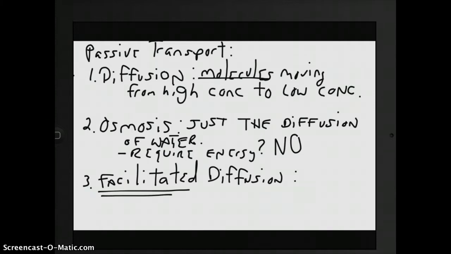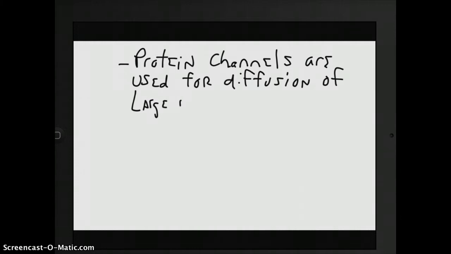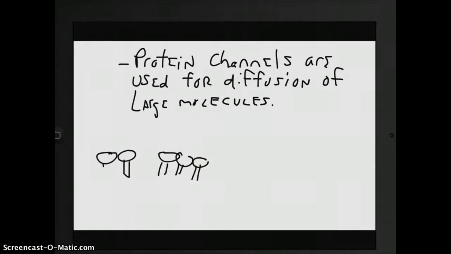So facilitated diffusion is when protein channels are used for diffusion of large molecules. They can't squeeze through the phospholipid bilayer, so they have to use the protein channels. An example of this is glucose.